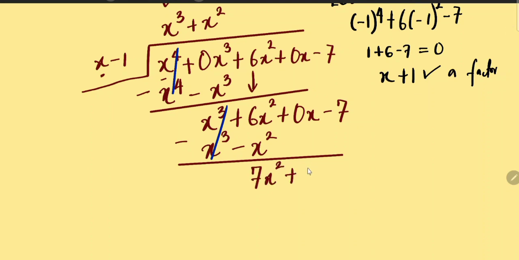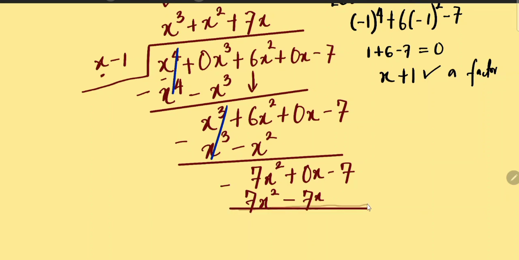Bring the remaining value down. We have 0x minus 7. So we have that. We go again. X can still go in 7x squared. So we shall have plus 7x. So 7x times x, we shall have 7x squared, then minus 7x. So we subtract again. Once we subtract that, this 7x squared, definitely we are going to become 0 there, because if we subtract 7x squared from 7x squared, we shall have 0.